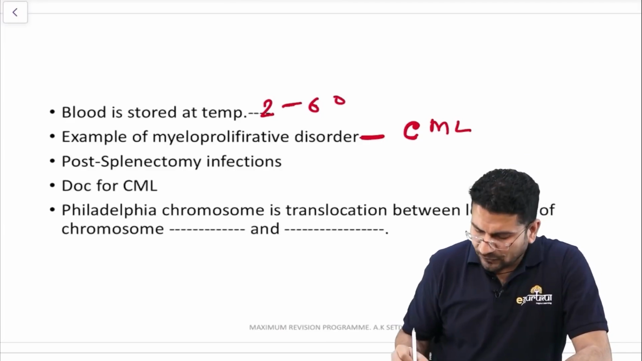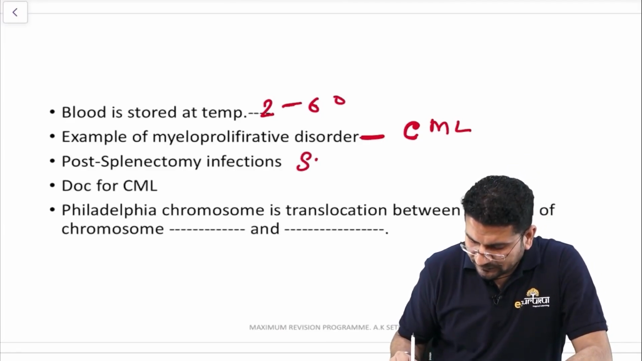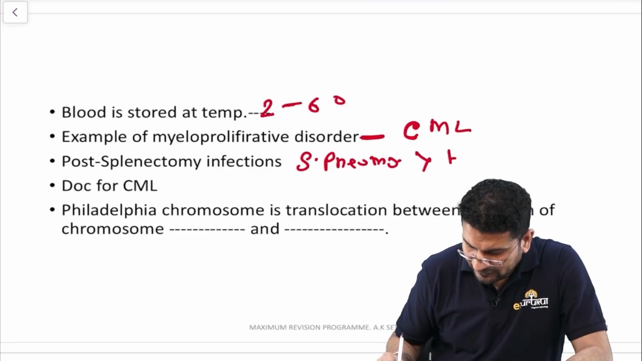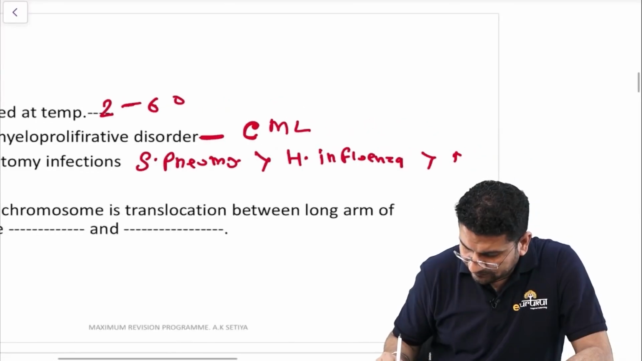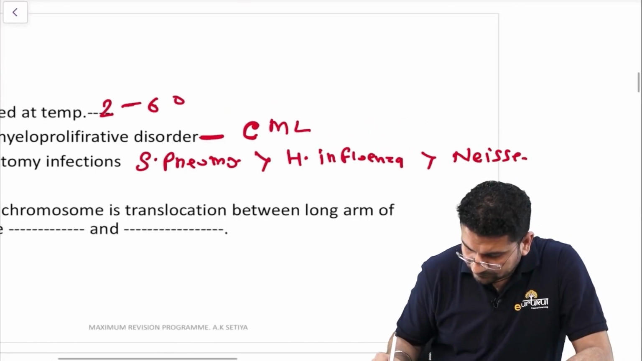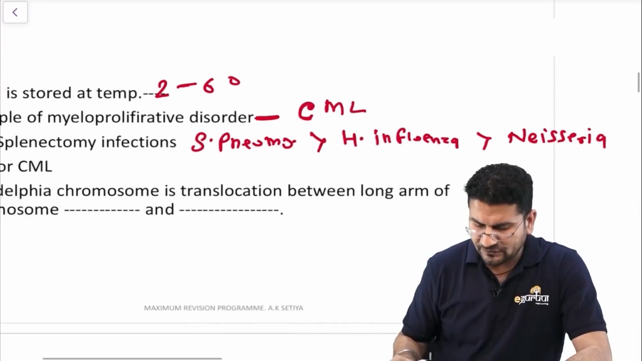Post-splenectomy, which infections are common? Remember, the most common will be Streptococcus pneumoniae, or pneumococcus, followed by H. influenzae. I am just writing this in a sequence. Followed by Neisseria. So these are three infections which are common.